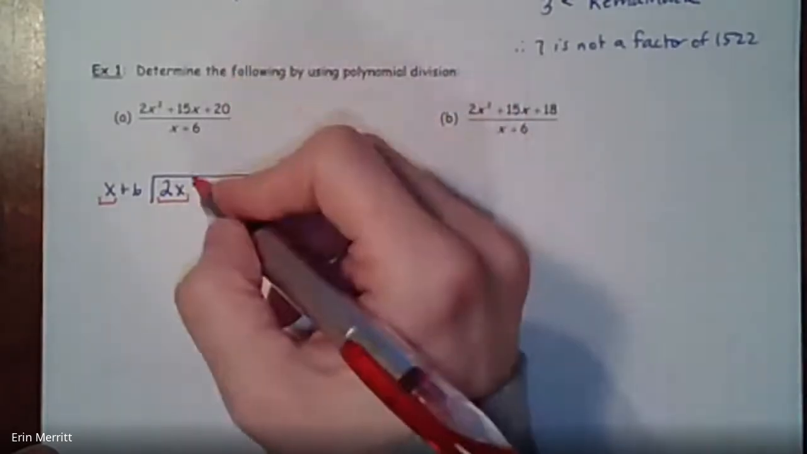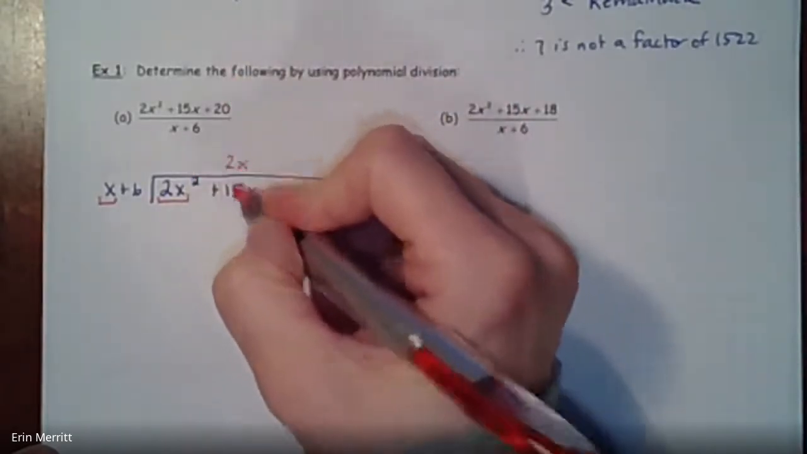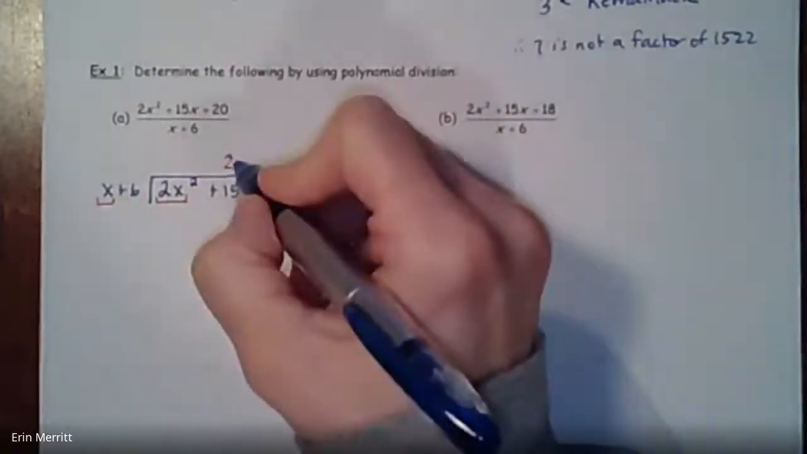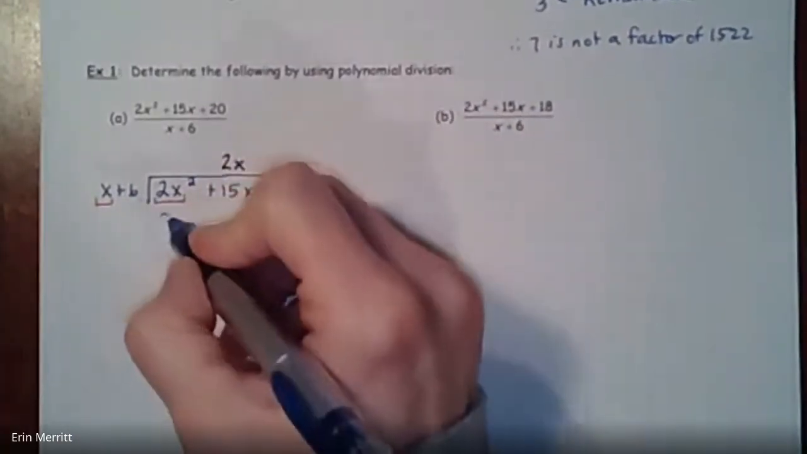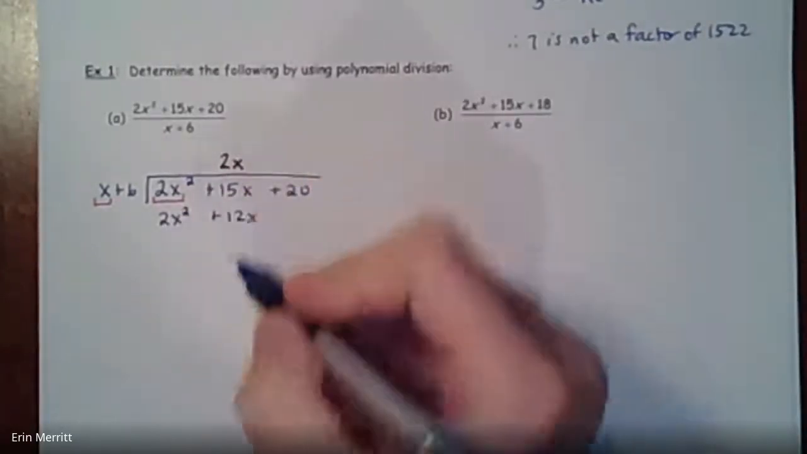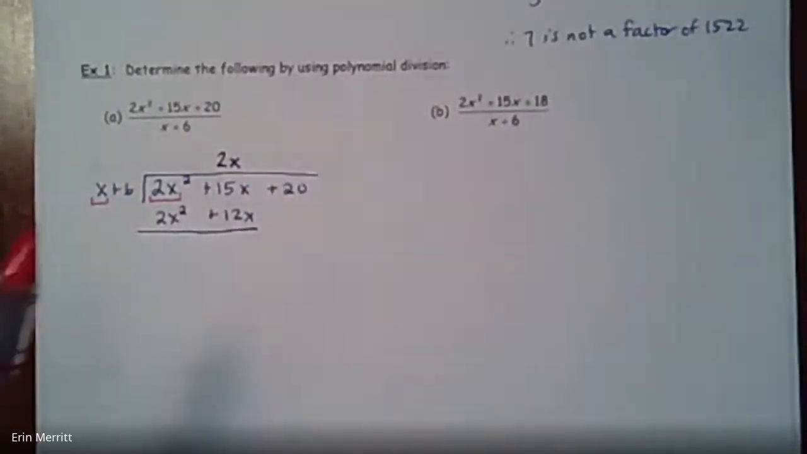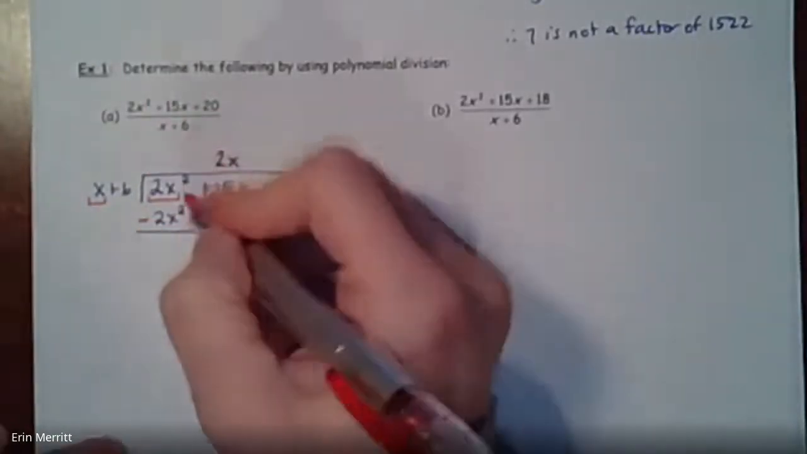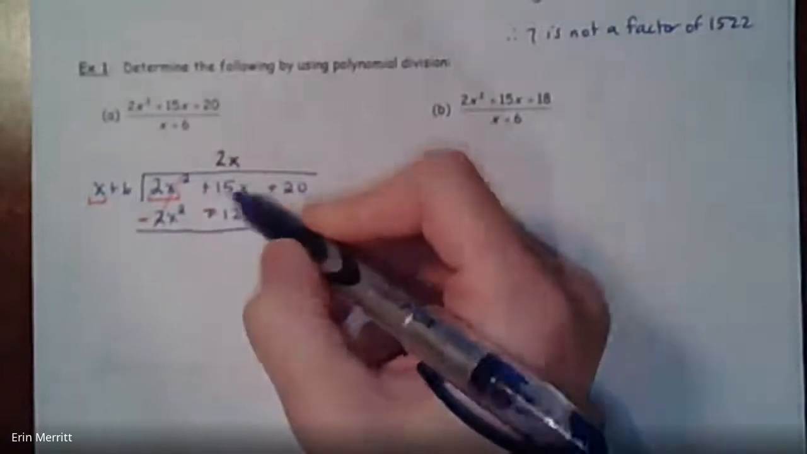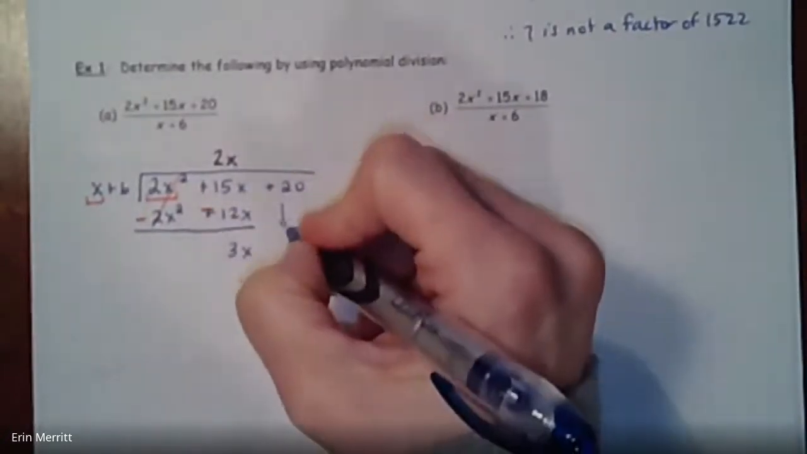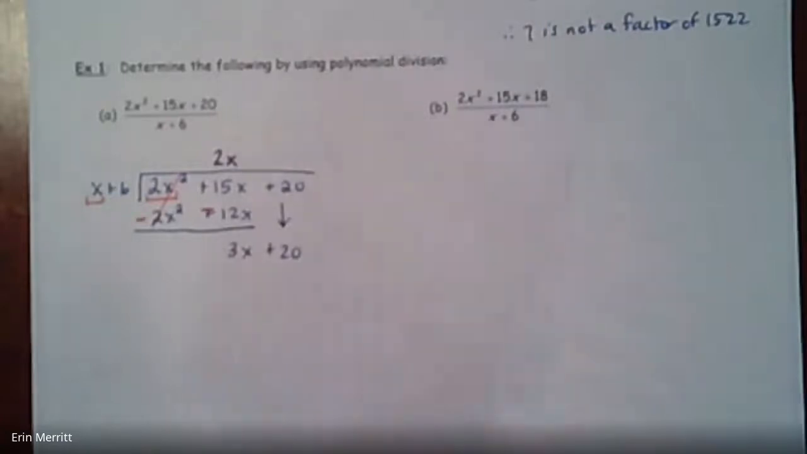Well, I need a 2x. So if I put a 2x up top and then I multiply it through, whoops, maybe I'll use my blue pen here. That's going to give me 2x squared. This will give me 12x. And then remind yourself, you're subtracting not just the first part, but both parts. That cancels. 15x minus 12x, that's going to come down as a 3x. And then bring down the plus 20.